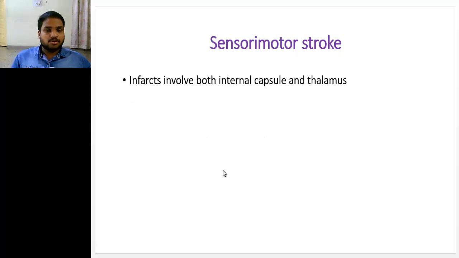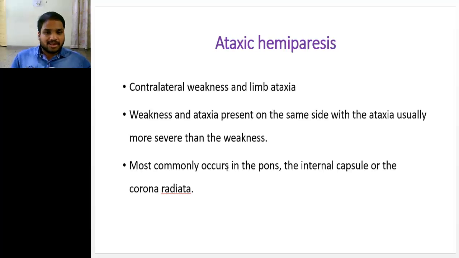Now there is a sensory motor stroke where both sensory features as well as motor features would be there. That is, the infarcts involve both the internal capsule as well as the thalamus. Fine. Now another important thing is the ataxic hemiparesis, right? There would be a contralateral weakness as well as limb ataxia, and the weakness and ataxia would be present on the same side, with ataxia more severe than the weakness. Fine. So the lesion most commonly occurs in the pons, internal capsule or the corona radiata, right?